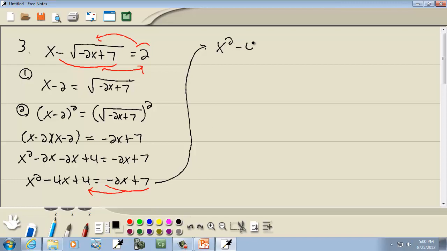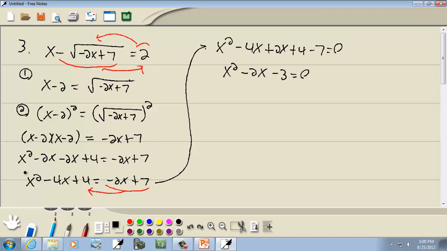So we got x squared minus 4x plus 2x plus 4 minus 7. When you take anything across equals, the sign changes. At any step, combine together like terms. Negative 4x plus 2x gives us negative 2x. 4 minus 7 gives us negative 3.